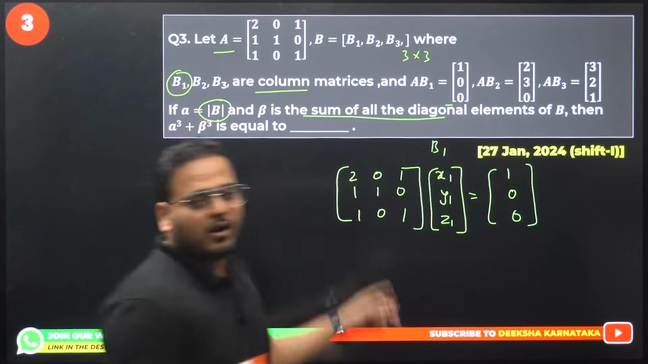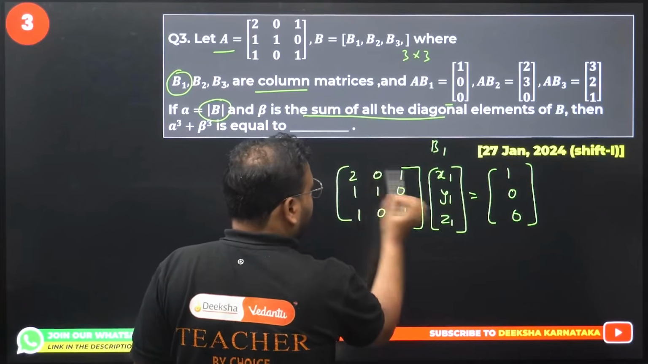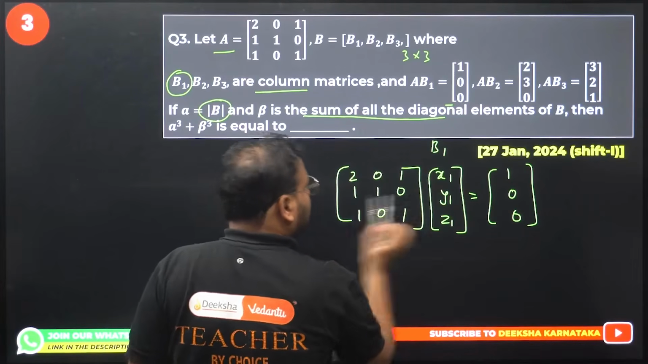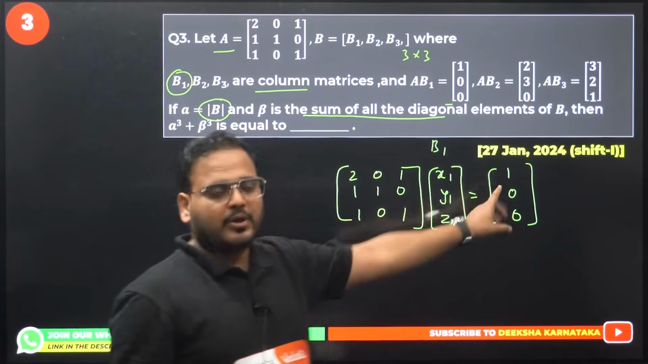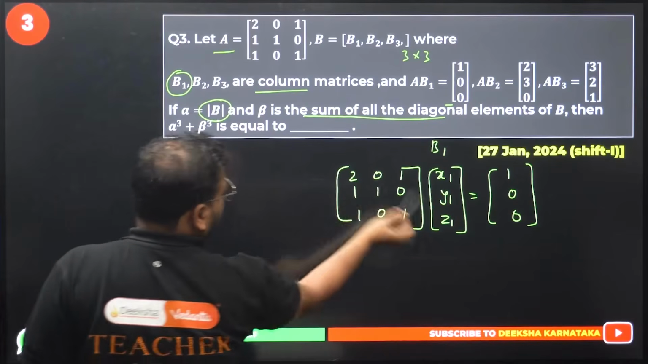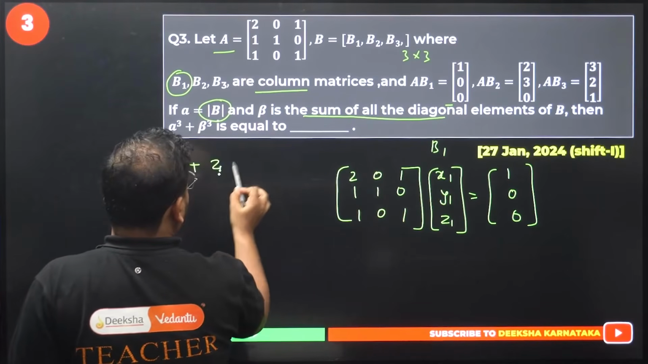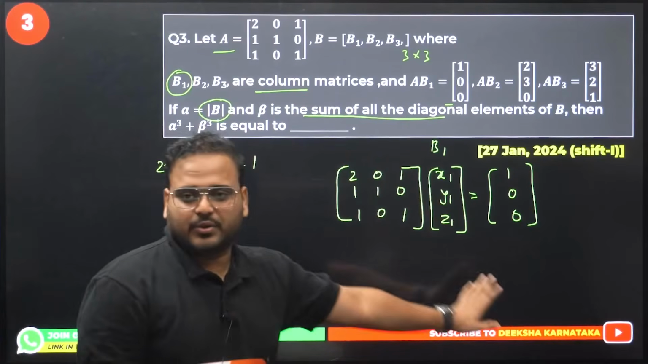Now if you do the multiplication, you'll get an equation: 2 into x1, 0 into y1, and z1 equals this 1. I can show you that: 2x1, I don't have to write 0 y1, simply write z1, equals 1. Simply you can write all the equations, but it will take longer.